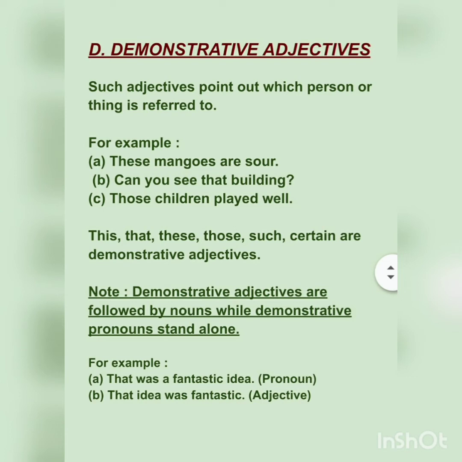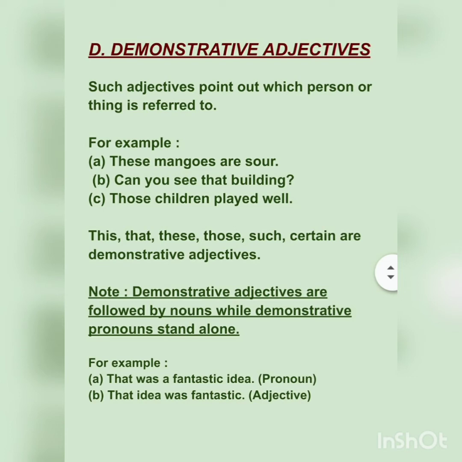For example, that was a fantastic idea. अब यहाँ पे that के बाद कुछ भी नहीं है, was verb आ रहा है, तो ये क्या हो गया? Pronoun हो गया. That idea was fantastic. यहाँ पे that के just बाद क्या आ गया? Idea, and idea is a noun. तो यहाँ पे that क्या हो गया? Adjective हो गया. Okay.